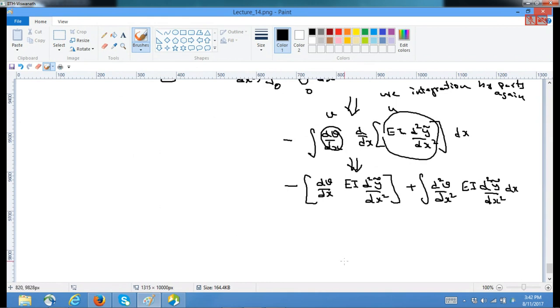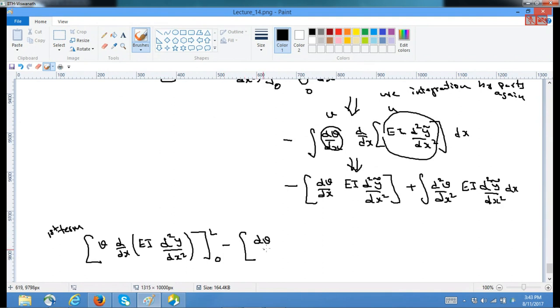So if I combinedly write it, the first term can be written as the integral of dv by dx EI d square y tilde by dx2 plus d square v by dx2 EI d square y tilde by dx2 dx. This is the first term. This is the entire first term.